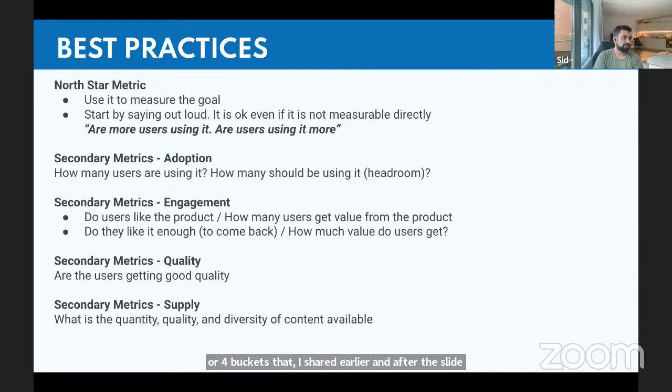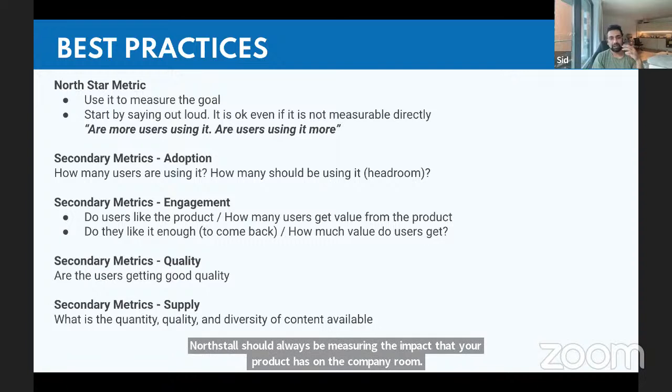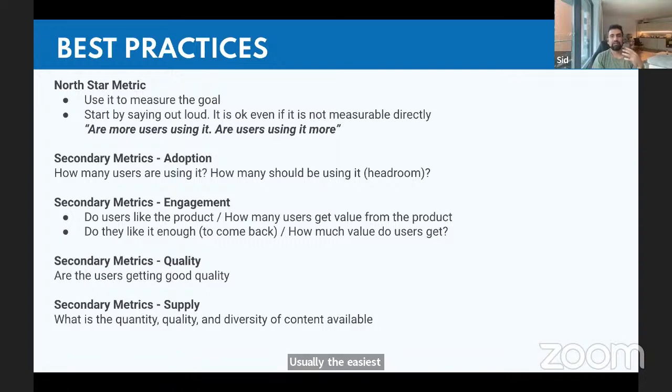So let's start with the North Star metric. Like I said, North Star is your bridge between the company goal and the success of your feature or your product. So North Star should always be measuring the impact that your product has on the company goal. Usually, the easiest way to think of a North Star metric is just to say the goal out loud, right? So in the case of Instagram, or Meta, let's say the goal is creating more communities. And just use that to set your North Star as a starting point, right?